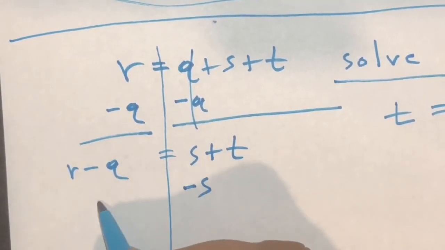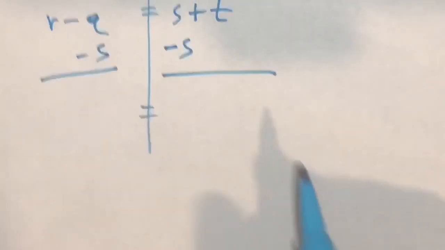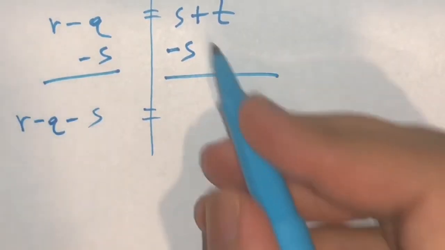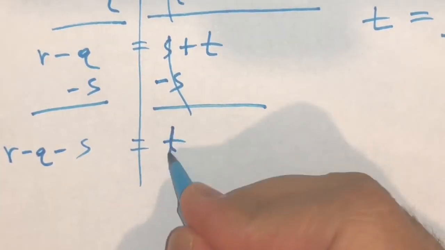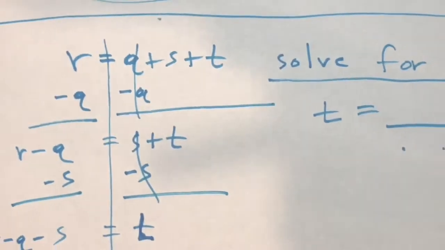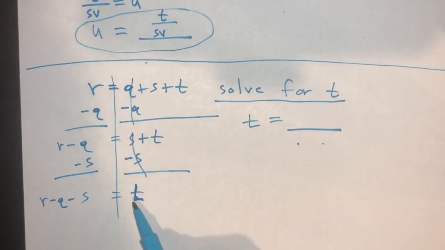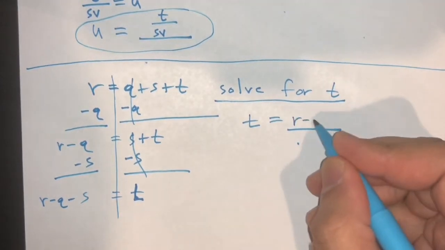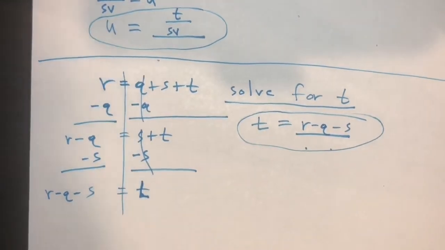Subtract S from both sides, right? So now we're left with R minus Q minus S. These S's are gone. We're left with T. So once we have T on one side by itself, we know that's our final answer. So T equals R minus Q minus S. That is it.